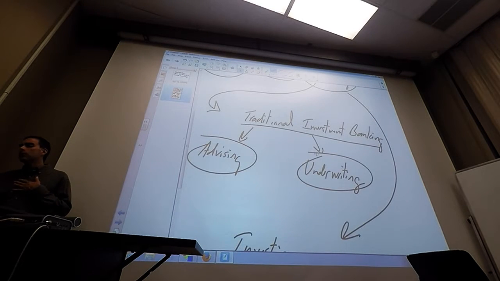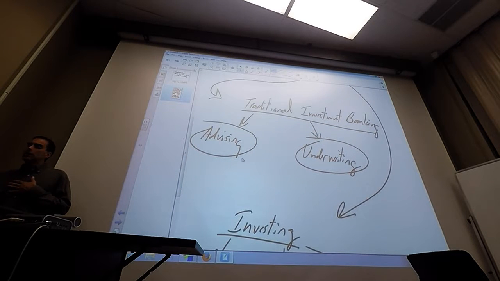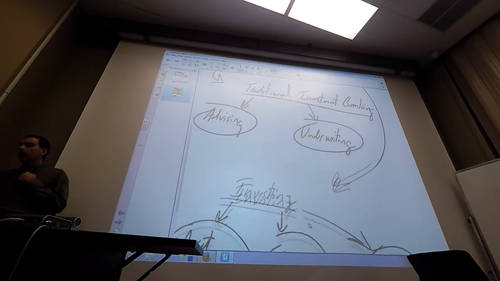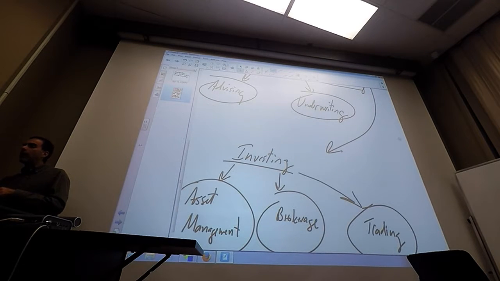Now with traditional investment banking, you're not necessarily investing at all, but you're helping to create new securities. So you're advising firms on new securities to issue, and then underwriting is actually helping them to issue those securities. So these five activities would be the activities that fall under the category of investment banking here in Chapter 13.